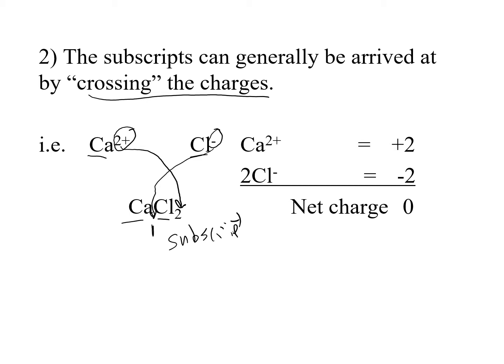So the charge of the cation will become the subscript of the anion, and the charge of the anion becomes the subscript of the cation.